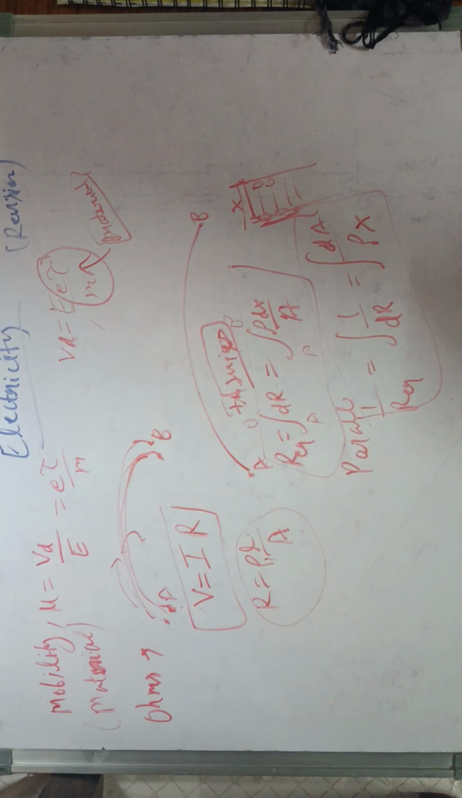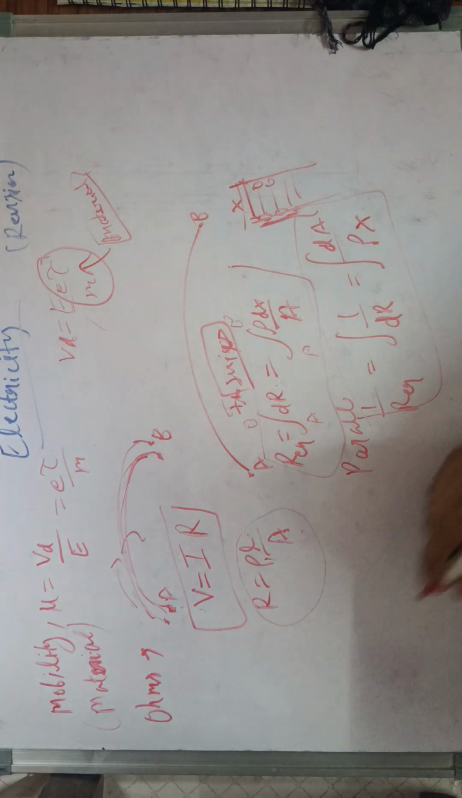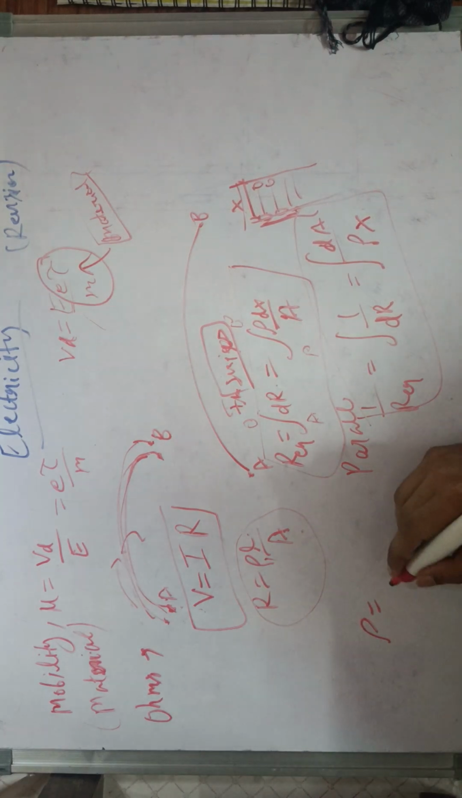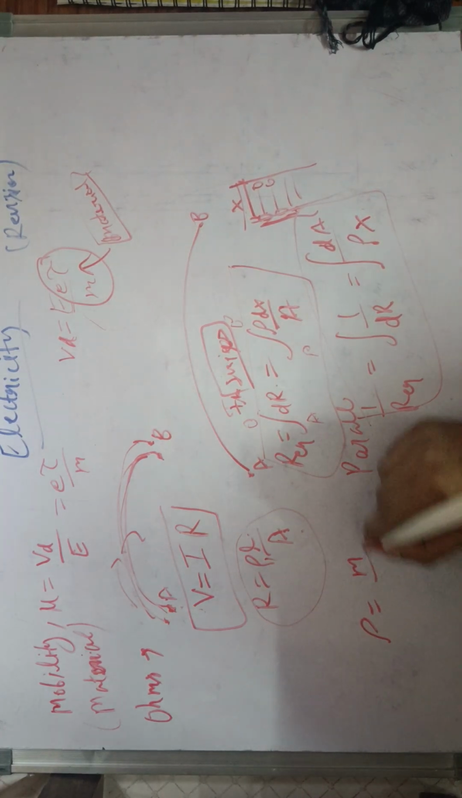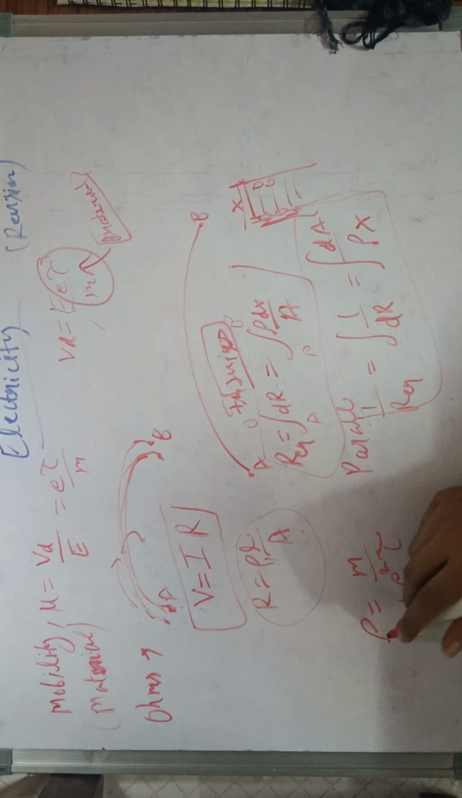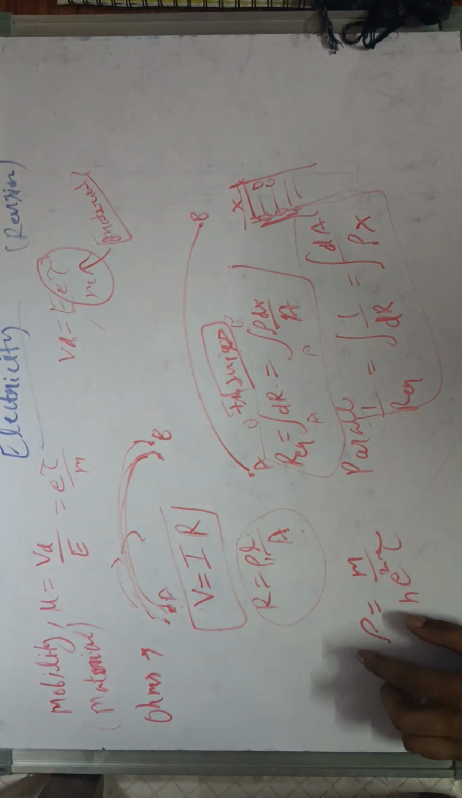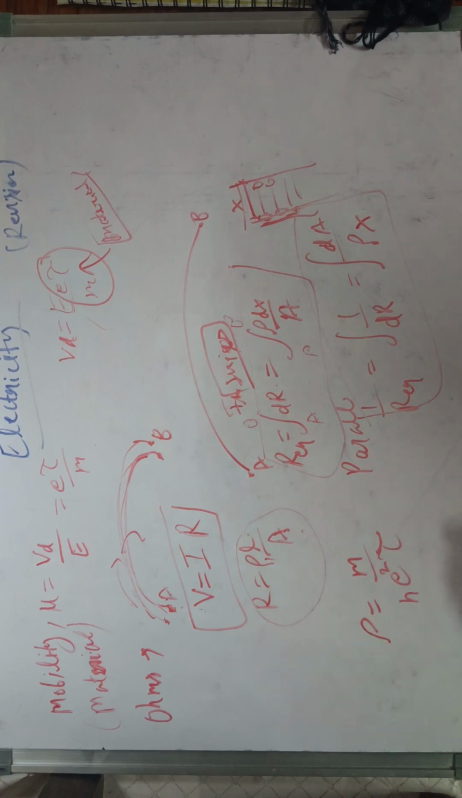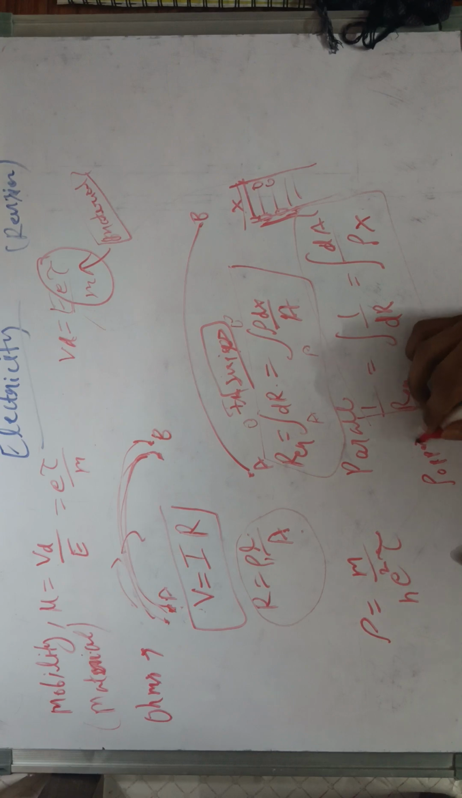So this was on rho and all. Now the value of rho is given as m over n e square tau. So rho is the tendency of the material to oppose flow of charge. Rho opposes flow.